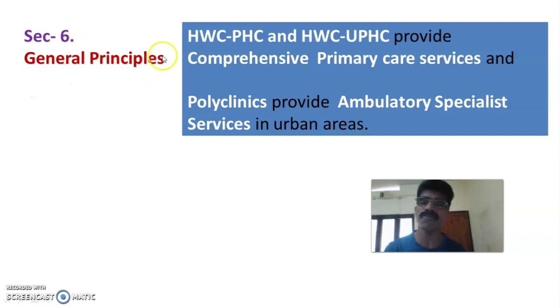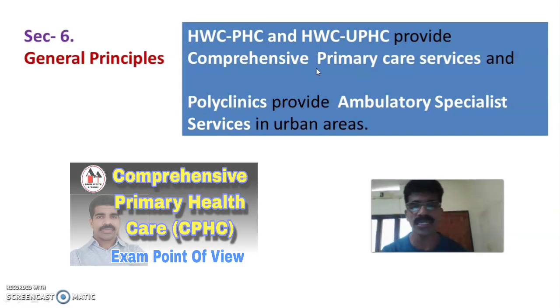Then section 6 is general principles. Section 6 is general principles of health wellness center. Here the first principle is health wellness center, primary health center and health wellness center, urban primary health center both provide comprehensive primary health care services. So people may avail comprehensive primary health care services. Okay, that is the 12 components of the comprehensive primary health care services. Okay, I have already uploaded a video about comprehensive primary health care services.